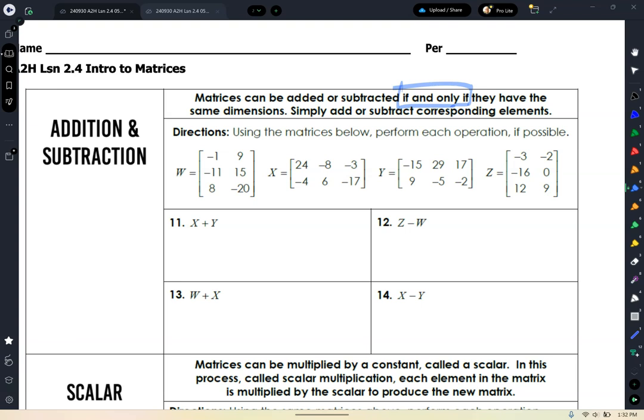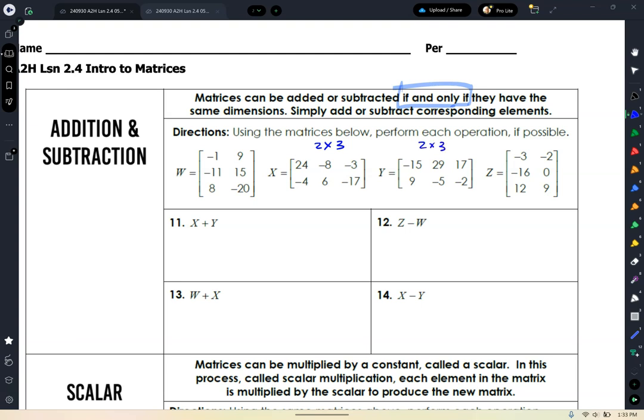And then you're either going to add or subtract the corresponding elements with each other. In other words, A11 is going to add or subtract with B11 if you have the same dimensions along those lines. Okay? So, let's take matrix X and matrix Y. What are the dimensions for matrix X? 2 by 3. Okay, so let's write this up here. We have a 2 by 3. How about for matrix Y? 2 by 3.